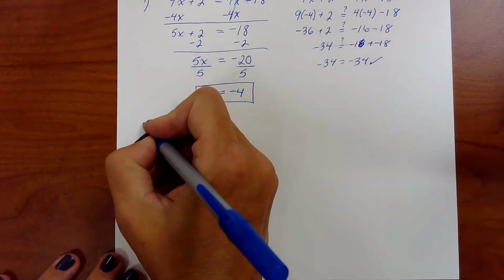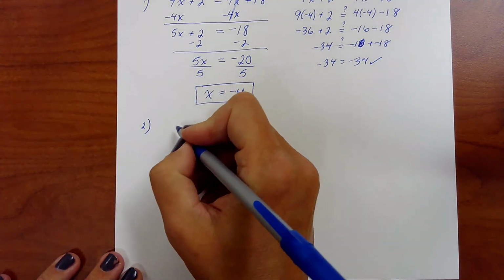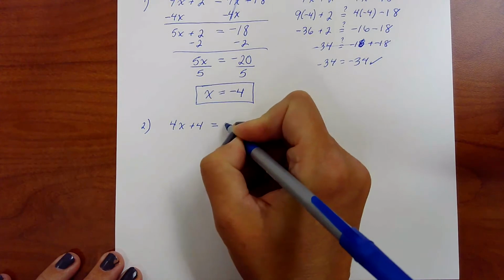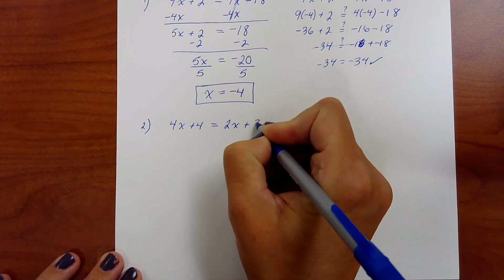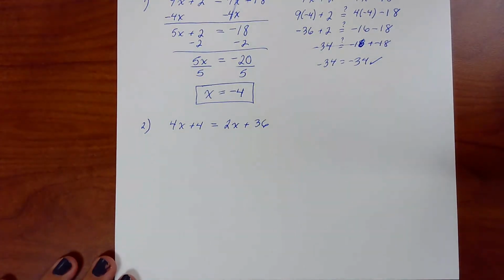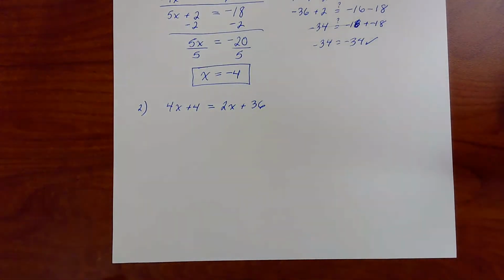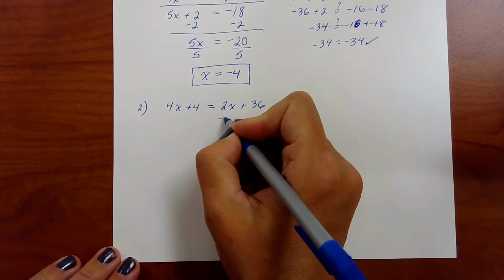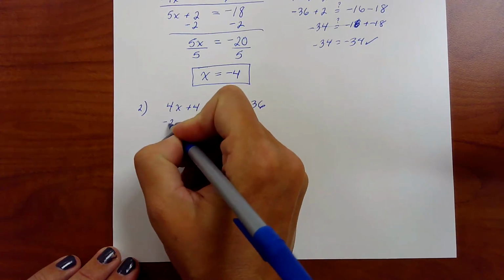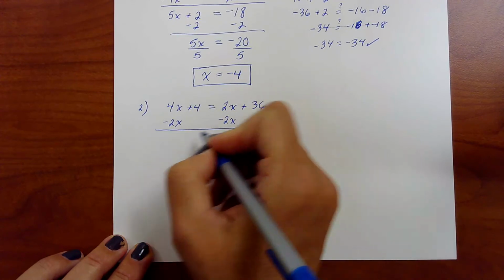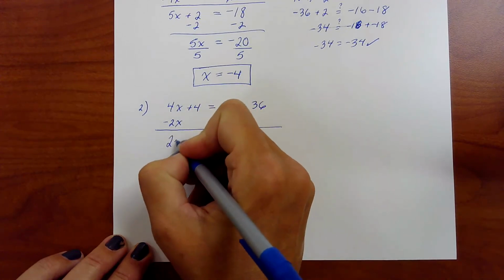Let's see here, number 2. 4x plus 4 equals 2x plus 36. All right, we can pause this one and you guys can try it. And we're back. I'm going to subtract 2x. If you subtracted 4x, that would be okay. It would still work. Let's see, 4x minus 2x is 2x.